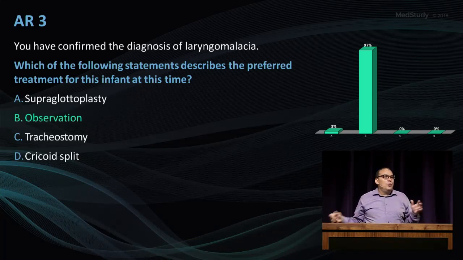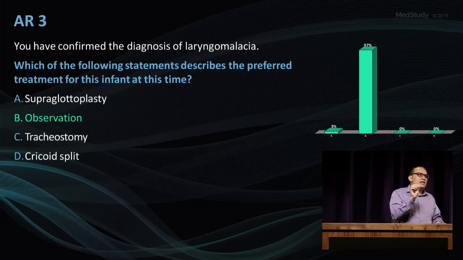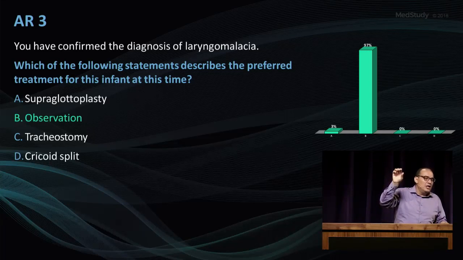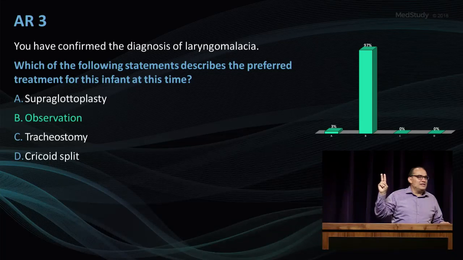The second one: when you go into deep sleep, REM sleep, you relax all muscles, including the airway, so your larynx relaxes more. It's already floppy, so it's over-relaxed, and you close up your larynx, and you will produce obstructive sleep apnea. So the two indications for supraglottoplasty are feeding difficulties and obstructive sleep apnea.